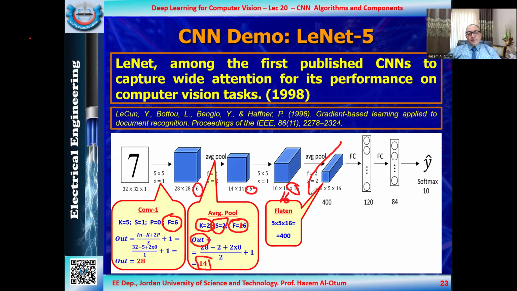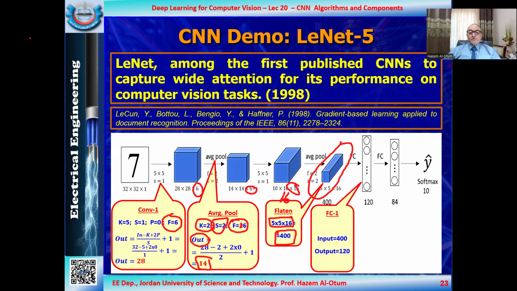Finally, we can apply flattening of this data, 5 by 5 by 16. If you multiply 5 by 5 by 16, you'll get 400 feature values converted into a tensor, or let's say a vector. This vector will be applied to the next stages, the first one being the fully connected layer, FC1. Here the input size is 400 with an output size of 120.